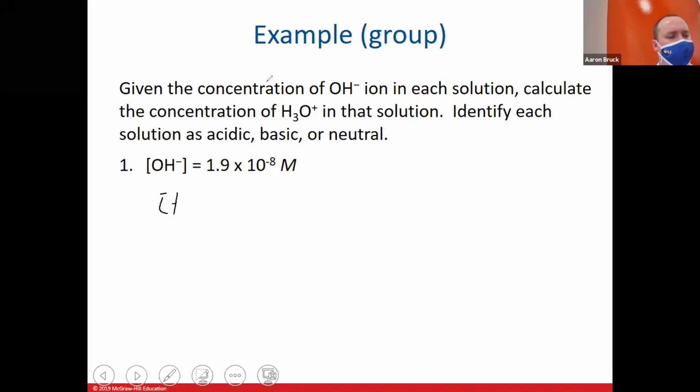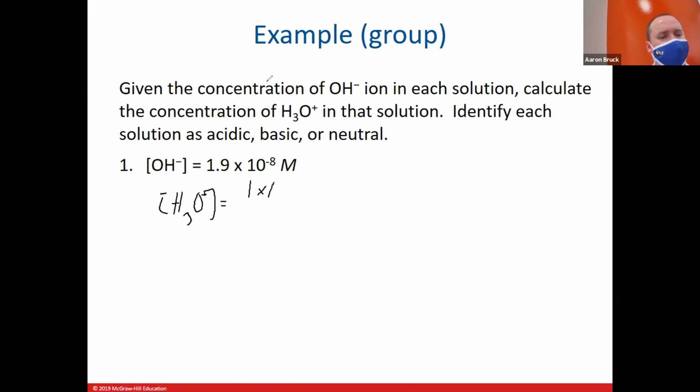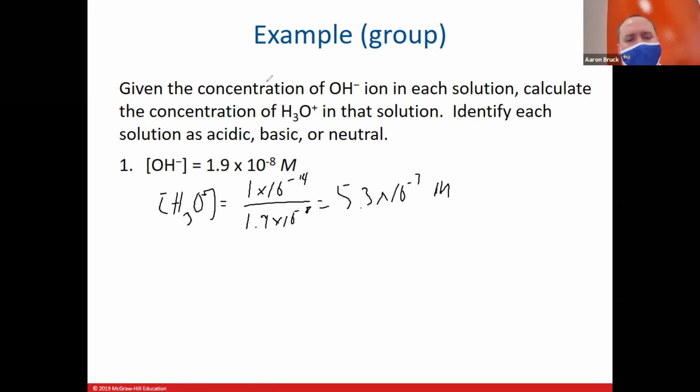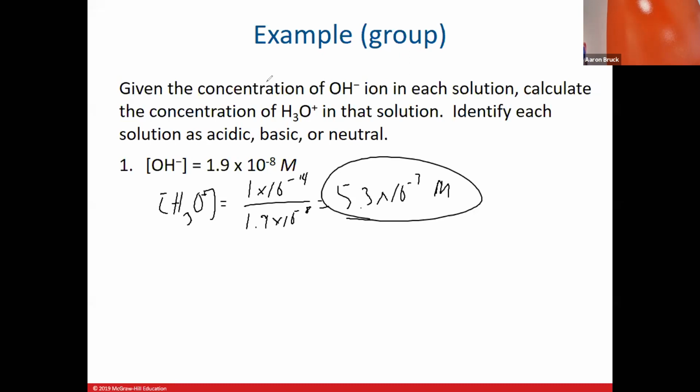So my hydronium concentration was 1 times 10 to the negative 14th divided by 1.9 times 10 to the negative 8th, which we just calculated: 5.3 times 10 to the negative 7th molar. So when my numbers are not nice and clean, I can still use the same equation to figure out my concentrations.